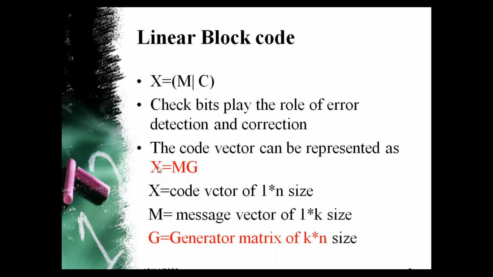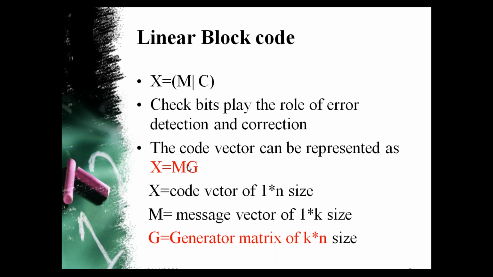Here X is the code word, and M can be represented as a row matrix. For example, if it is a 4-bit message, then 1110, represented in a row. That message multiplied with the generator matrix gives the code word corresponding to that particular message.